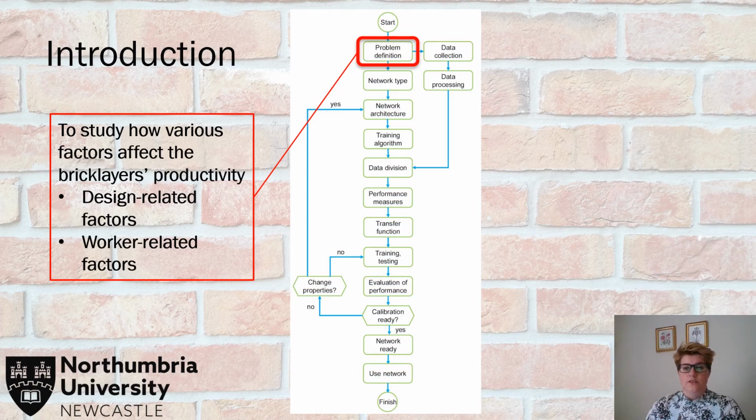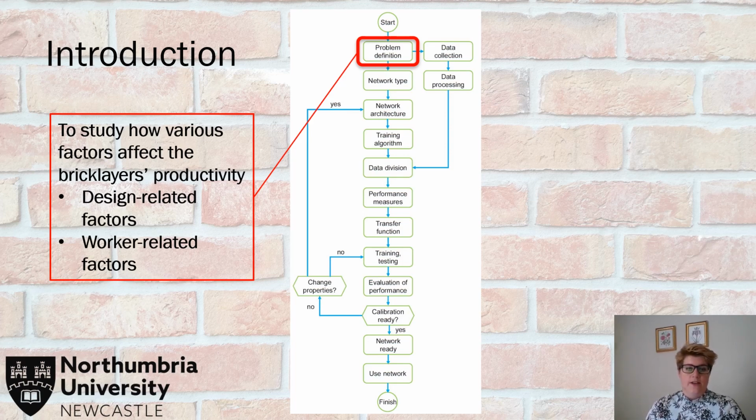The construction industry has long been critiqued for not having a large enough productivity growth or for not having one at all. And also there's a skill shortage that has been present for a long time now as well. So for these reasons, it's important to study labor productivity.